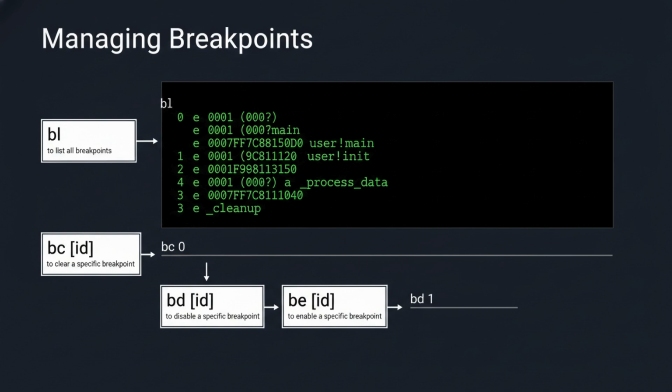If you want to remove a specific breakpoint, use BC followed by the ID, where ID is the breakpoint number listed by BL. For example, BC0 would clear the breakpoint with ID 0. Sometimes you might not want to remove a breakpoint entirely, but just temporarily disable it. For this, use BD followed by the ID. To re-enable a disabled breakpoint, use BE followed by the ID. These commands give you full control over your debugging session, allowing you to fine-tune where and when your program pauses.